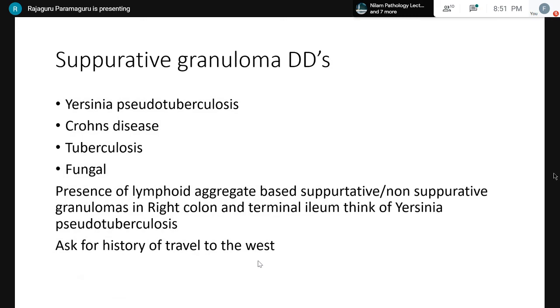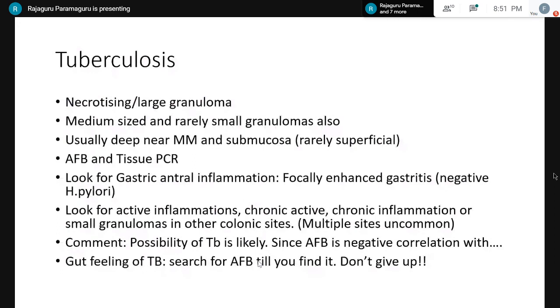Then is tuberculosis. As we all know, it will be necrotizing and large. If it is non-necrotizing, how to approach it? Like always, AFB and tissue PCR can be done. But if again they are negative, what will be the approach?